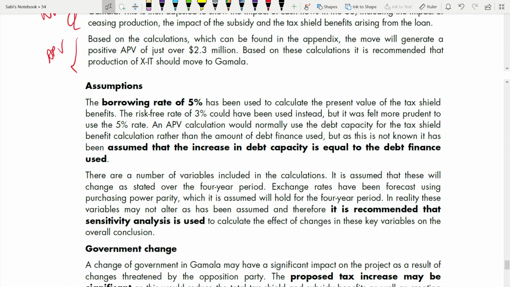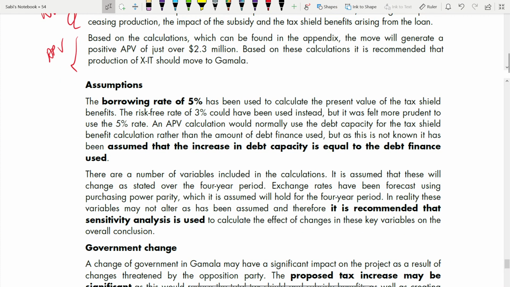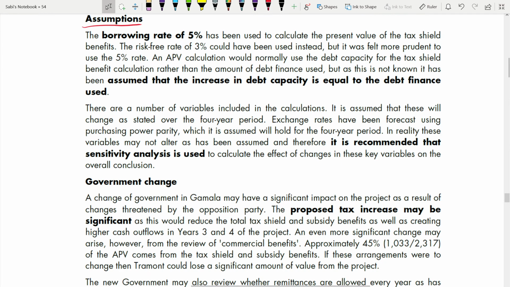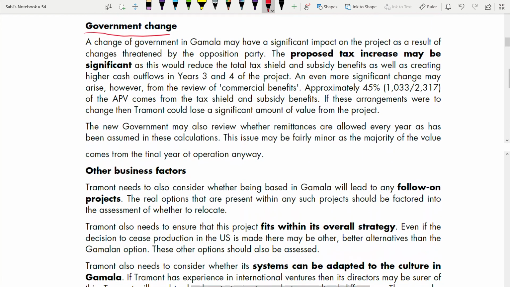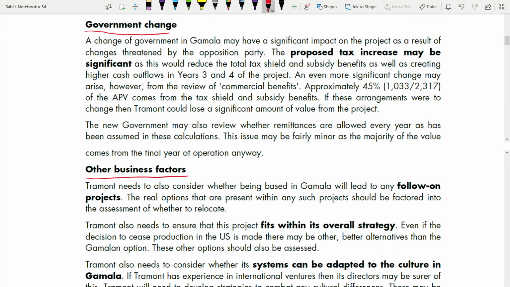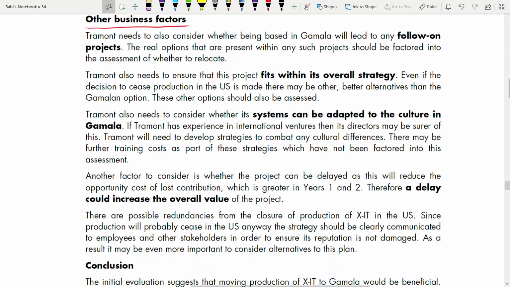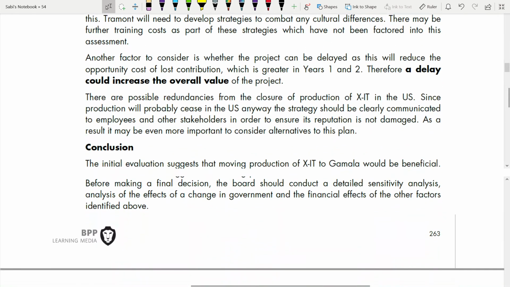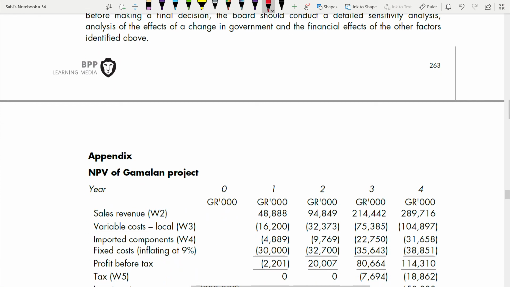So if you go through the report, you can see the next is assumptions. In the report, you have to write a subheading for each requirement you are supposed to do. If you see, maybe there are just two assumptions, so 2 paragraphs. Then change in government is another separate subheading. After that, other business factors is also another subheading. And then finally the conclusion. So this should be a report. For each, you have to leave space.